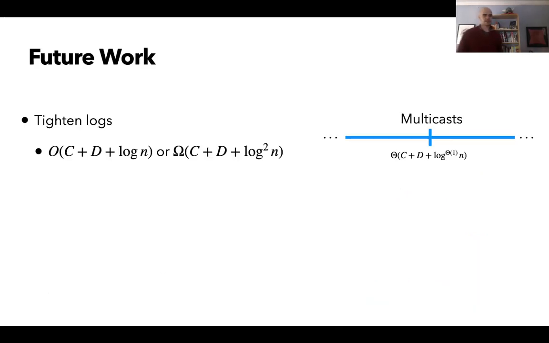So I think really the main question in future work is to tighten this log. So I drew this line before with the complexity of multicast of C plus D plus some polylog, but really the picture should be something more like this, where we have a separation between our lower bound and our upper bound. To me, it really feels like we're paying the same log twice in our upper bound, and the right answer probably should be C plus D plus log n. So it would be nice to just close that gap. And I think it's a good question.